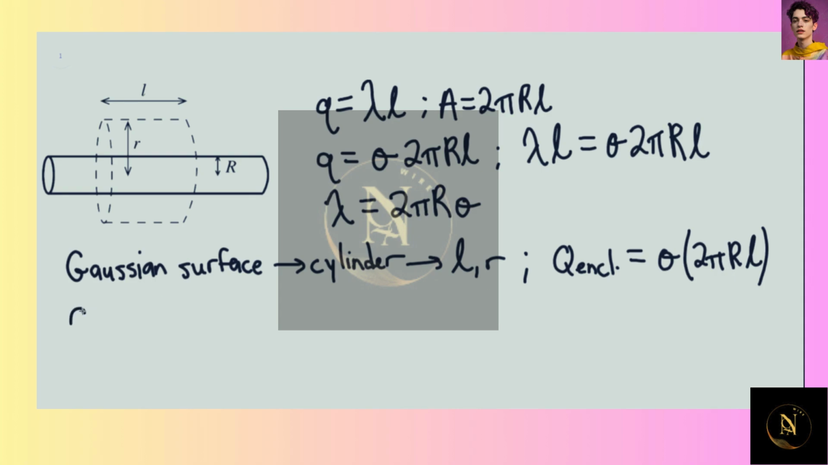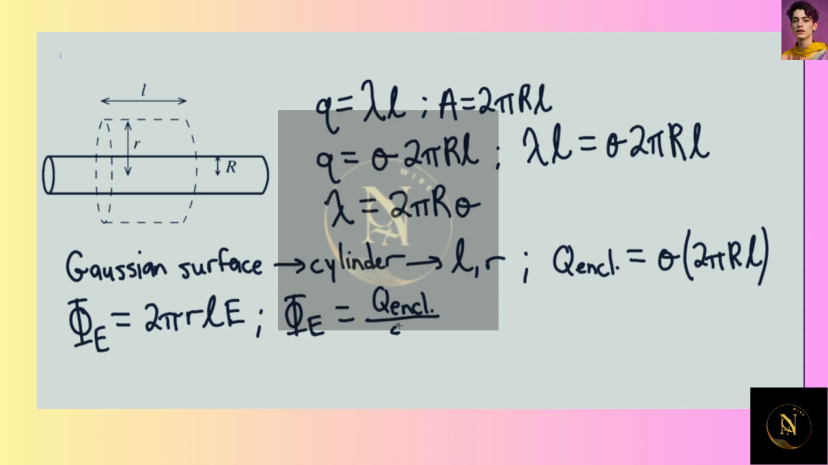And we can then say that the electric flux is going to be equal to 2 pi r times L multiplied by the electric field. And so we know that due to Gauss's law, the electric flux is going to equal the charge enclosed divided by epsilon naught, the permittivity in a vacuum. And so we can say 2 pi r times the length times the electric field is going to equal the surface charge density multiplied by 2 pi r times L, and this would be divided by, again, epsilon naught.